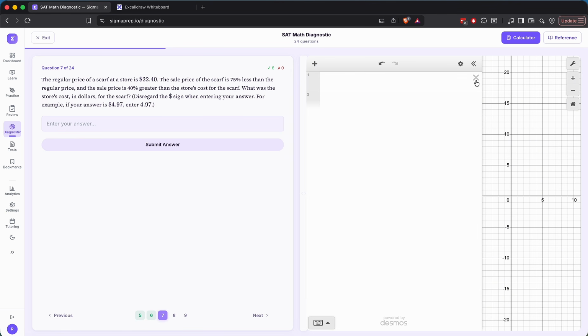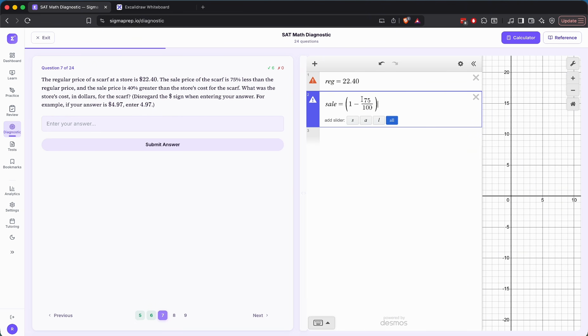So over here, it tells us the regular price is $22.40. So read one sentence at a time, keep all your information. The next sentence is describing an equation to you. So it's right here. It says, highlighted, the sale price is 75% less than regular price. So if I write that, it's going to be like this. The sale price is 75% less, 1 minus, you can write it as a decimal if you feel comfortable.